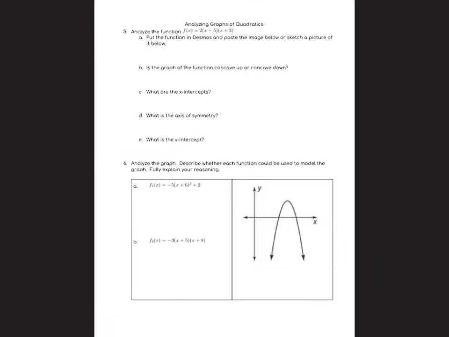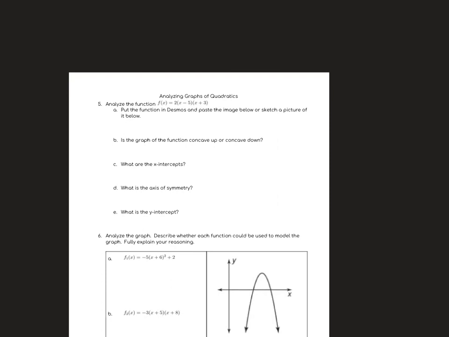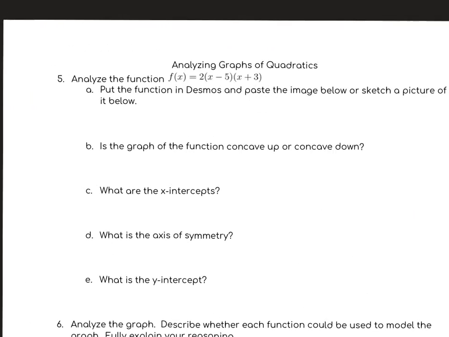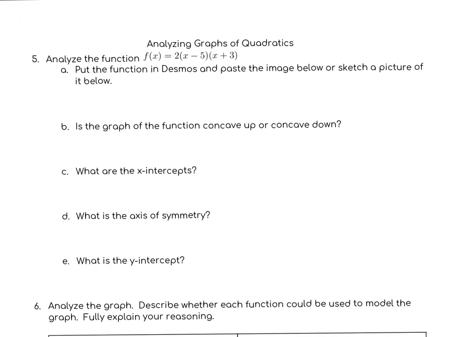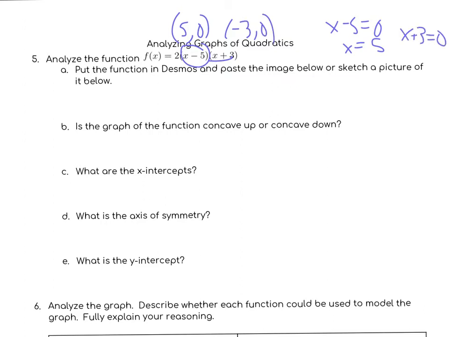Okay, let's figure this one out too. That's not letting me do what I want, so let's change that. Okay, we've got x minus 5, x plus 3 with a 2 in front. So I know this is going to be an up parabola, and it's going to have the point 5, 0, because if I think of x minus 5 equals 0, if I solve that, I get x equals 5. And negative 3, 0. For the same reason, x plus 3 equals 0. Solve that, you get x is negative 3.